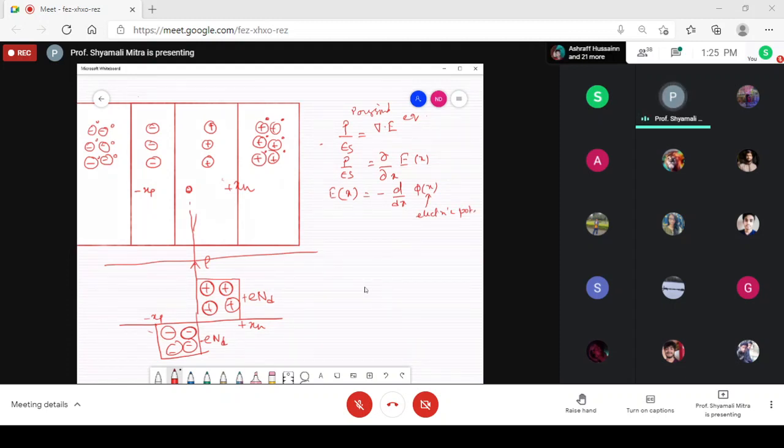Now this is equation number 1, this is equation number 2, and now we can plug equation 2 into 1. So we have rho x by epsilon s is equal to del Ex, which is equal to minus del square phi x by del x square. So this is equation number 3.